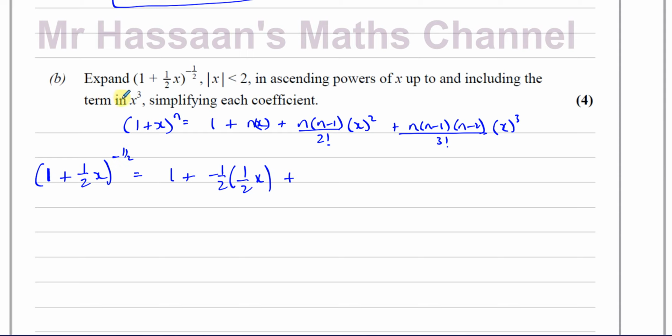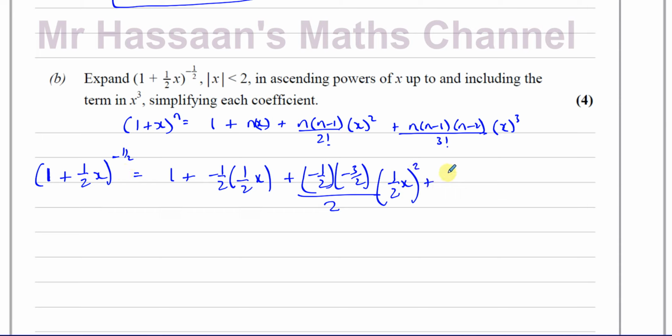We've got to go up to x cubed, so we've got 2 more terms to go. So we have plus negative a half times, we're going to have negative 3 over 2. Take away 1 from that. Minus 1: minus a half minus 1 is minus a half minus 2 over 2, which is minus 3 over 2, over 2 factorial, which is 2 times 1, times whatever's in here, half x but then squared.